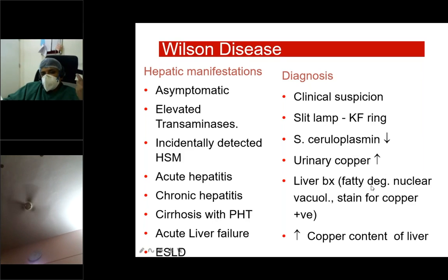Liver biopsy may show fatty degeneration of the liver, and sometimes the stain for copper may be positive. There is an increase in the copper content of the liver. For this, we have to take dry liver tissue, put it in a glutaraldehyde solution, and then estimate the copper content using atomic absorption spectrophotometry.